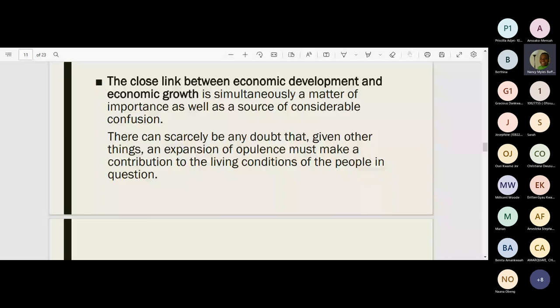Opulence is about luxury or wealth. Wealth, very good. So an expansion. Luxury or wealth. Well done, sir. It's true. So look at the reading. There can scarcely be any doubt that, given other things, an expansion of opulence, when your wealth increases or the goodies become plenty, must make a contribution to the living conditions of the people in question. There is no doubt about that. That's the point he has just made.